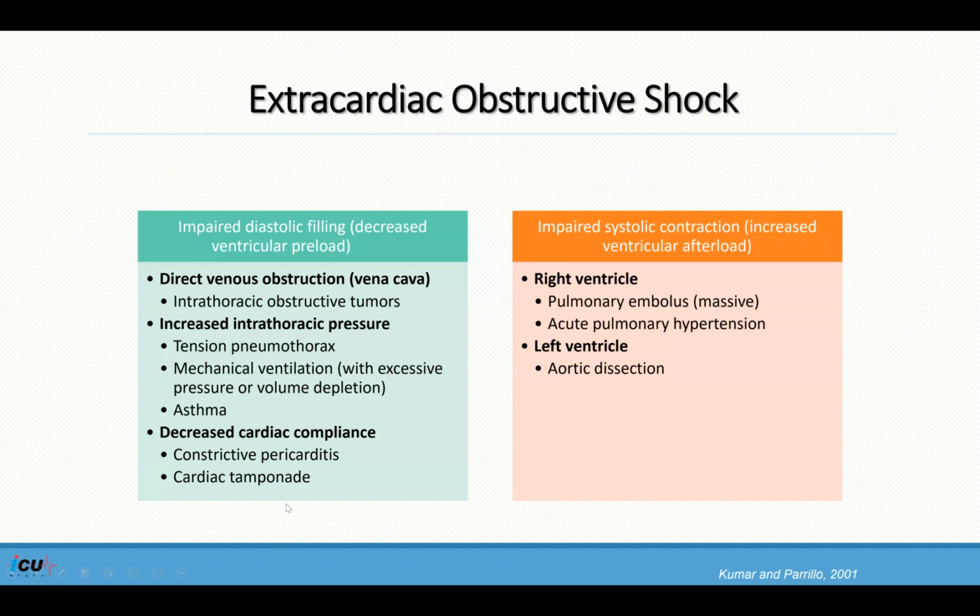Decreased cardiac compliance occurs in cases of constrictive pericarditis and cardiac tamponade. You may also have impaired systolic contraction with increased ventricular afterload, and that's what we mean by central afterload. On the right side of the heart could be massive pulmonary embolism or acute pulmonary hypertension. On the left side would be aortic dissection as an example.